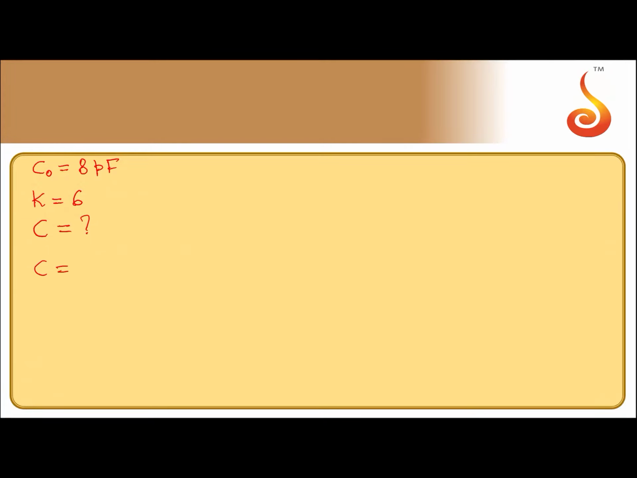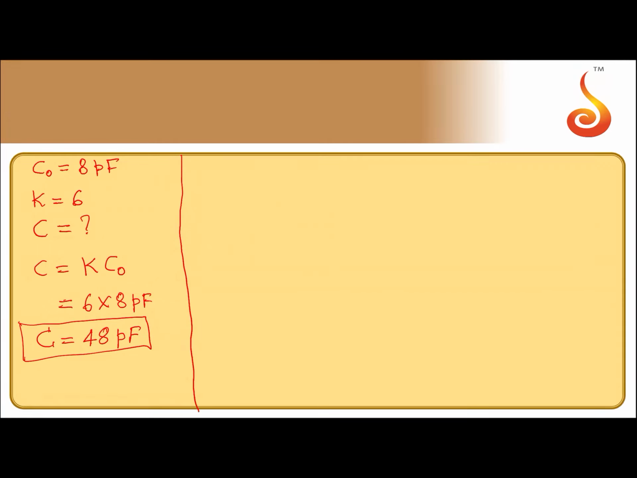So, first find capacitance. C is equal to, we know that it is K into C naught. So, that is 6 times 8 picofarad. So, that turns out to be 48 picofarad. So, this is the capacitance after inserting the dielectric. This is one part they have asked.